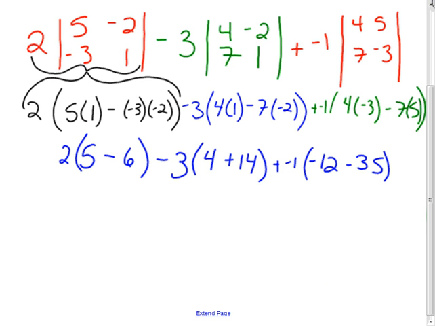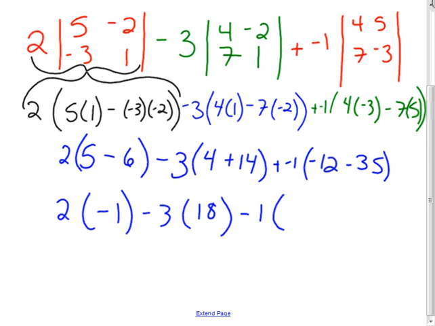So 2 times -1 minus 3 times 18. I'm going to change that to -1 times -47. And then finish it off. -2, -54, +47 gives me -9. Just a numerical value for a 3 by 3 determinant. Scroll through, take a look at what we've done, see if that makes sense along the way. This is the only 3 by 3 that I'm going to show you.